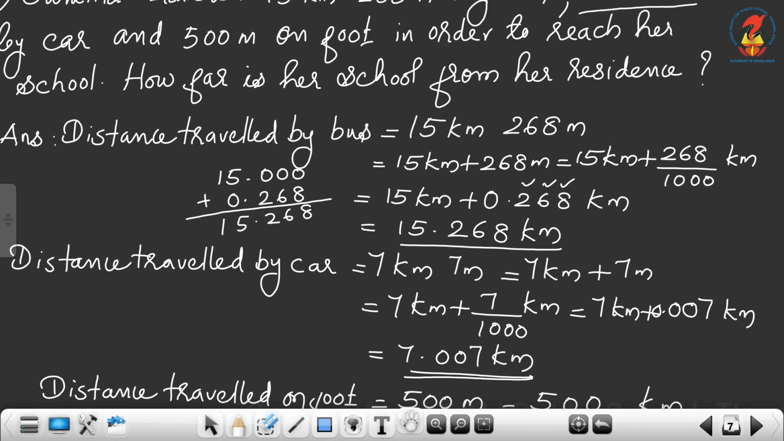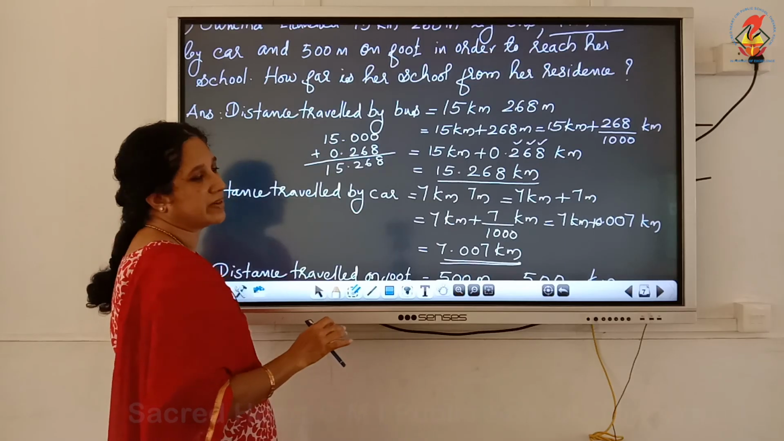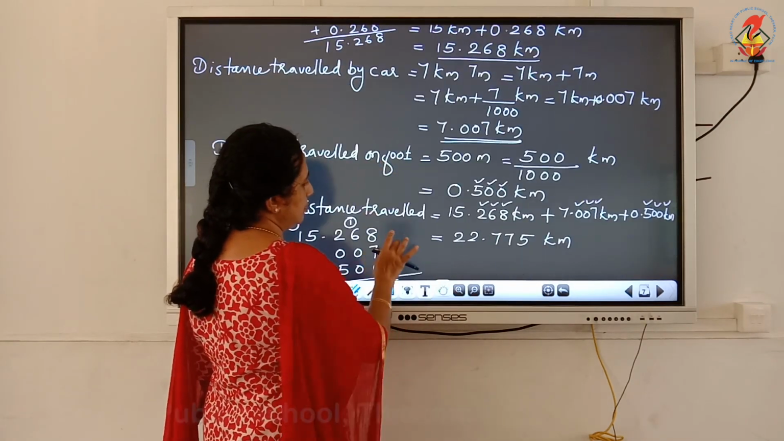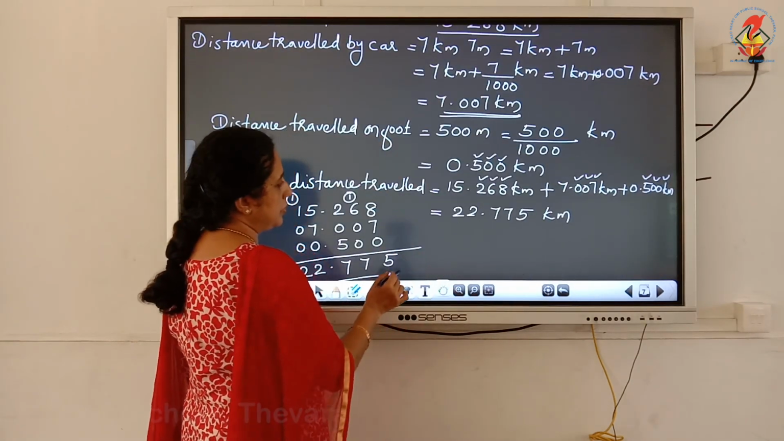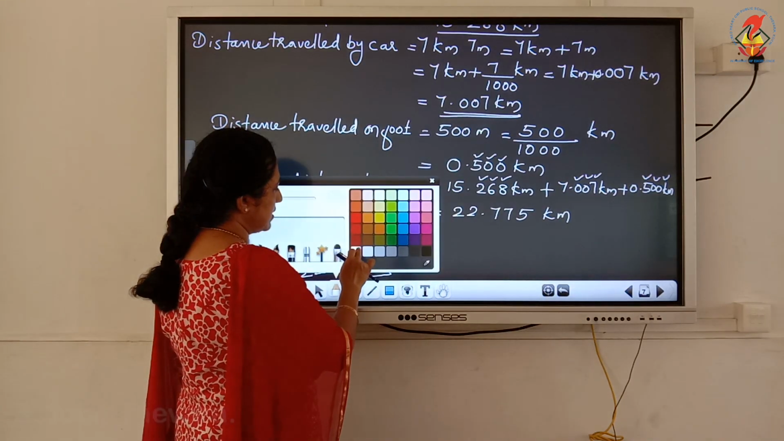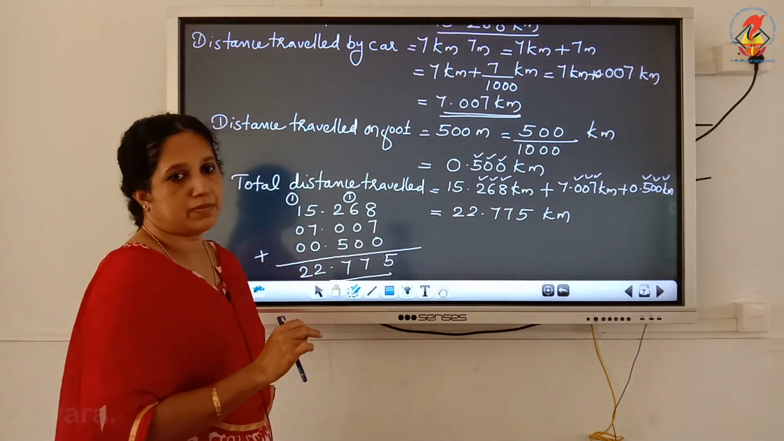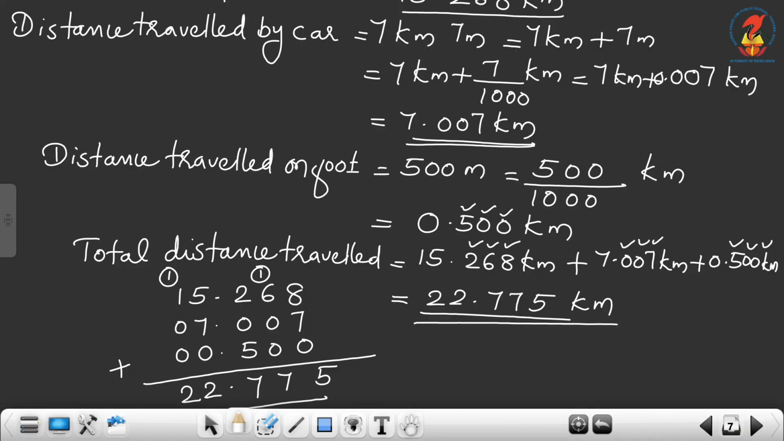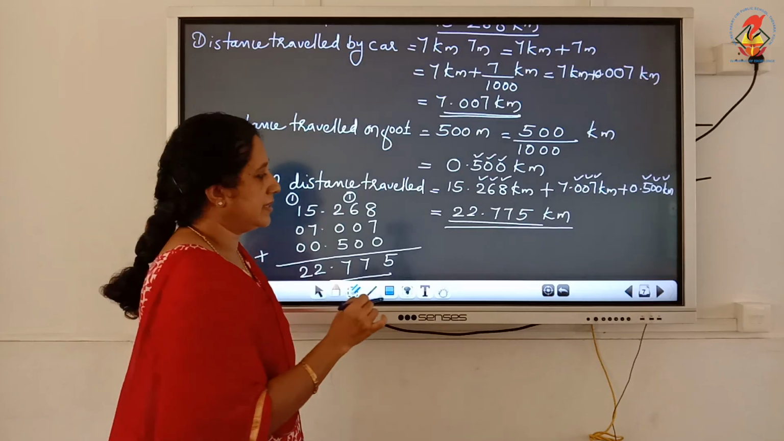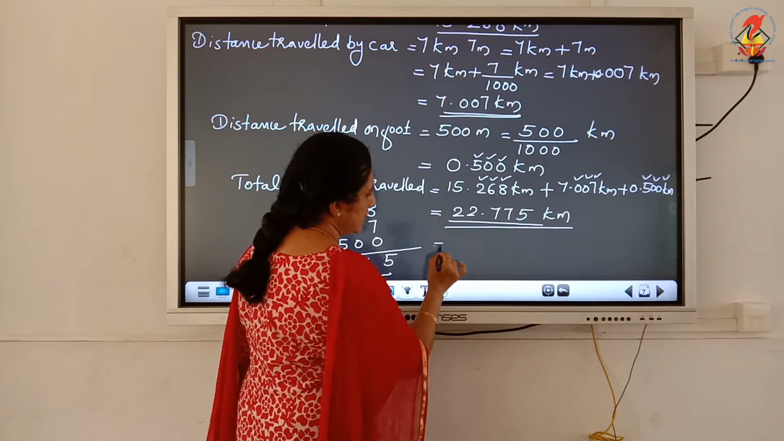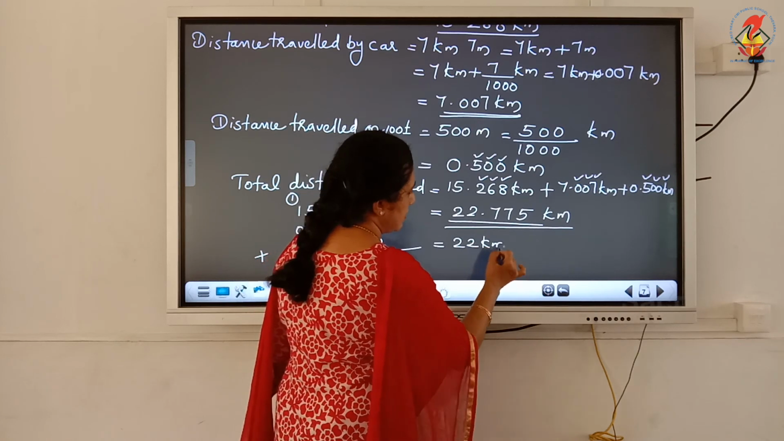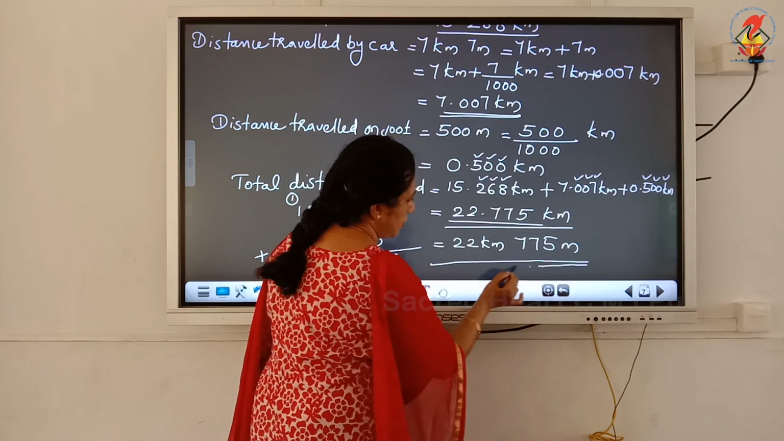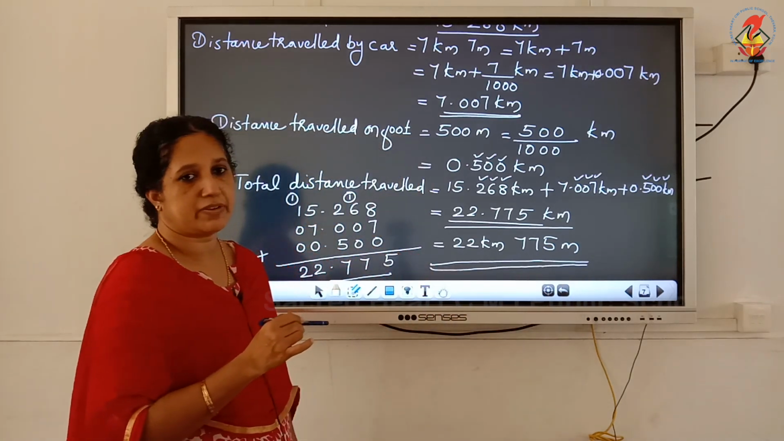Now look at that, the question is, how far is her school from her residence? So we can say that her school is 22.775 kilometer away from her residence. 22.775 kilometer means it is 22 kilometers 775 meters.